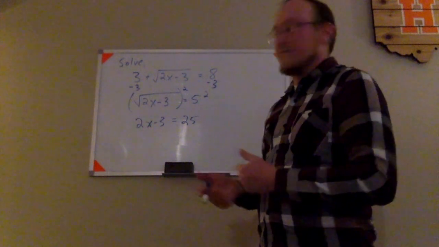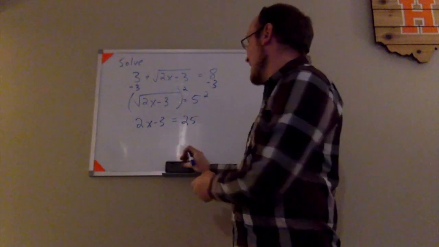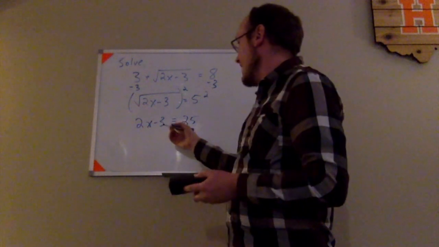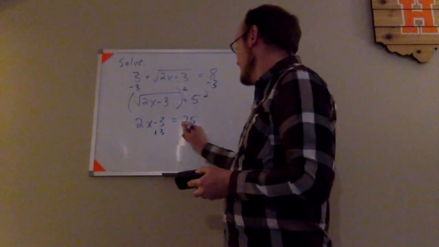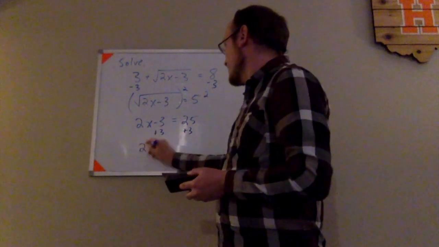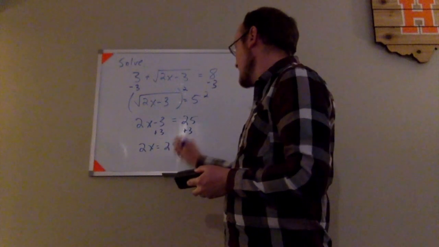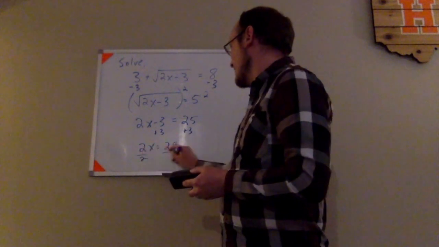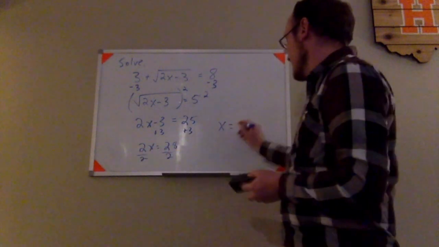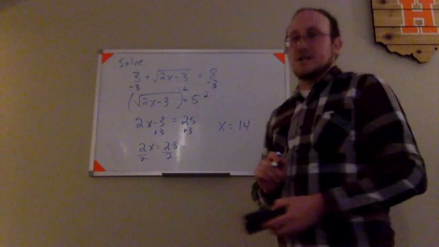At this point, we can solve this in 2 steps by adding 3 to both sides. If we add 3 to both sides of this equation, we will be left with 2x is equal to 28. And then finally, if we divide by 2, we will get that x is in fact equal to 14.